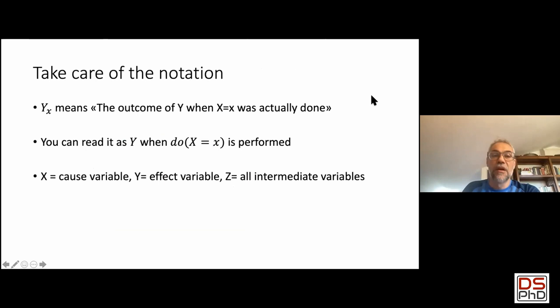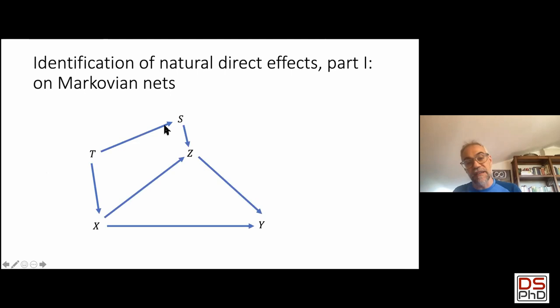Remember, take care of the notation that Y subscript X means the outcome of Y when X equal to capital X was actually done, and you can read it as a do operation, Y when do(X = x) is performed. So X is the cause, Y is the effect, and Z are all the intermediate variables, so all the intermediates on a directed path, here we mean. If you looked at the slide I was looking at before, T and S are not intermediate because they are not on a directed path, but they still have a not negligible effect on the Y.